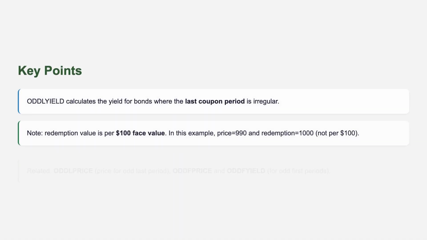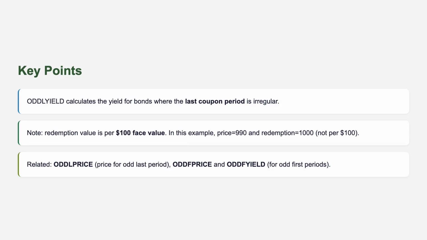Here are 3 key points to remember. First, ODDLYIELD calculates the yield for bonds where the last coupon period is irregular. Second, note that in this example the redemption value is 1,000 and the price is $990, not per $100 face value. Third, related functions include ODDLPRICE for pricing odd last period bonds, and ODDFPRICE and ODDFYIELD for bonds with odd first periods.